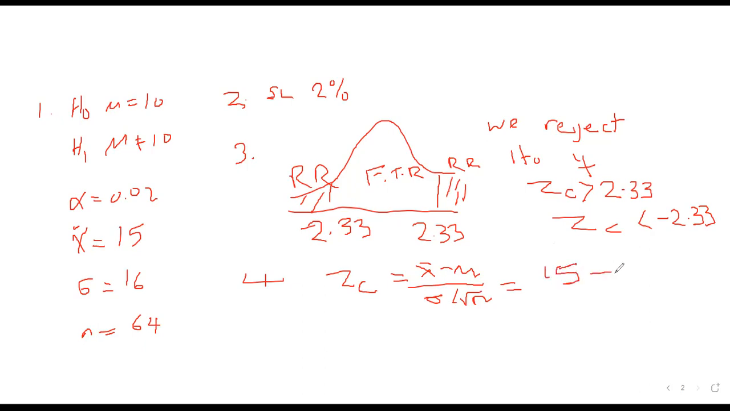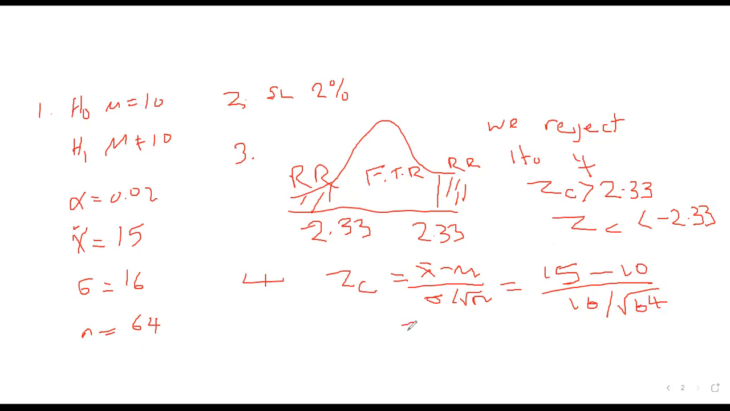And our mu is 10. Our standard deviation is 16. And the square root of n is 64. So the difference in the mean is what we're actually interested in.